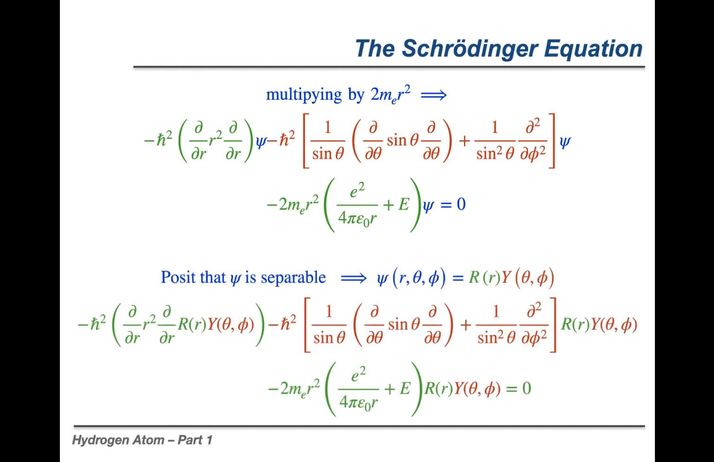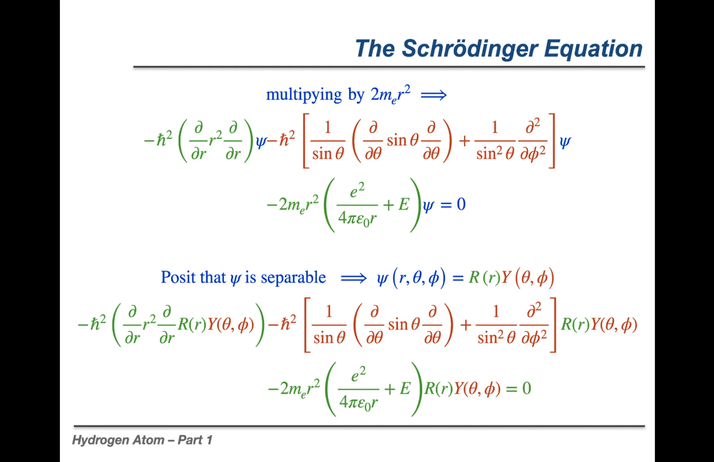This immediately suggests to us that psi might be separable. And since I can't separate out terms involving theta and phi, I'll have one part of psi described by a function that is actually a function of 2 variables, theta and phi. I'm going to label that Y, again shown in red. And the other function will be a function just of r, big R of r, shown in green.